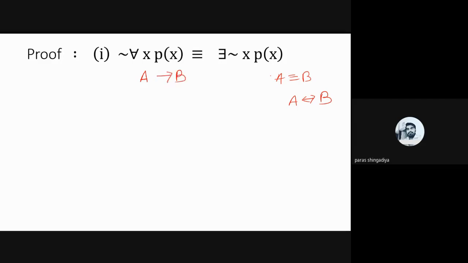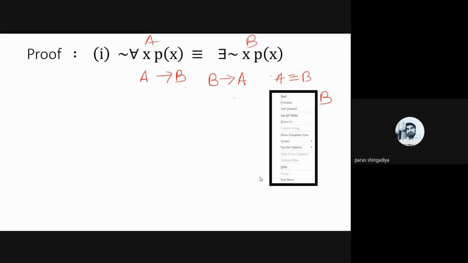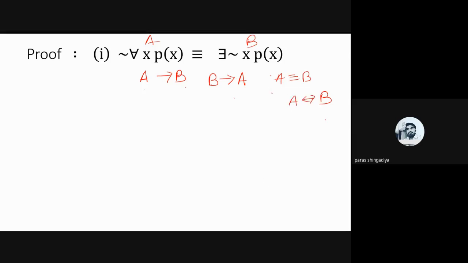First we consider A is true, this is A here and this is B. We consider this side is true, and by using this side we'll prove that the second side is also true. Then, after reversing, we consider B is true and prove A is true based on the condition of B. This way we can prove these conditions: first A to B, and then B to A. If both ways are satisfied, then we can say that A biconditional B is a tautology, meaning they are logically equivalent.